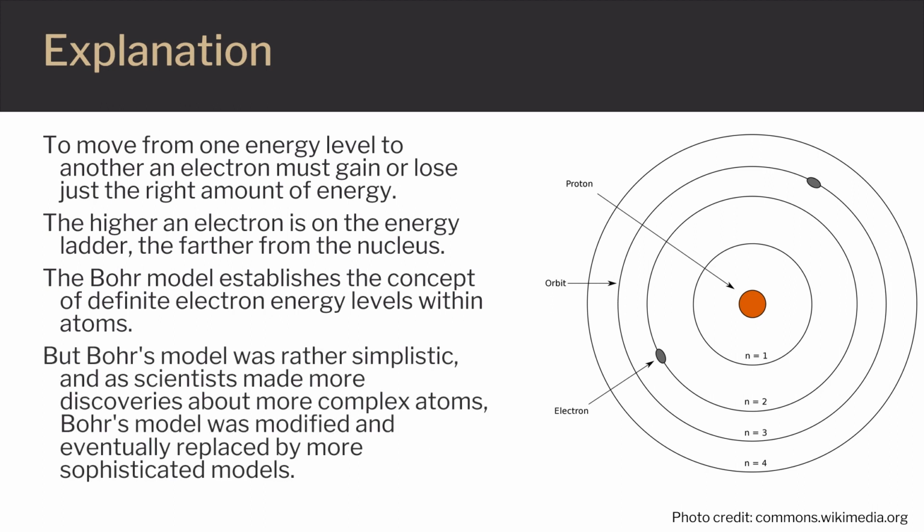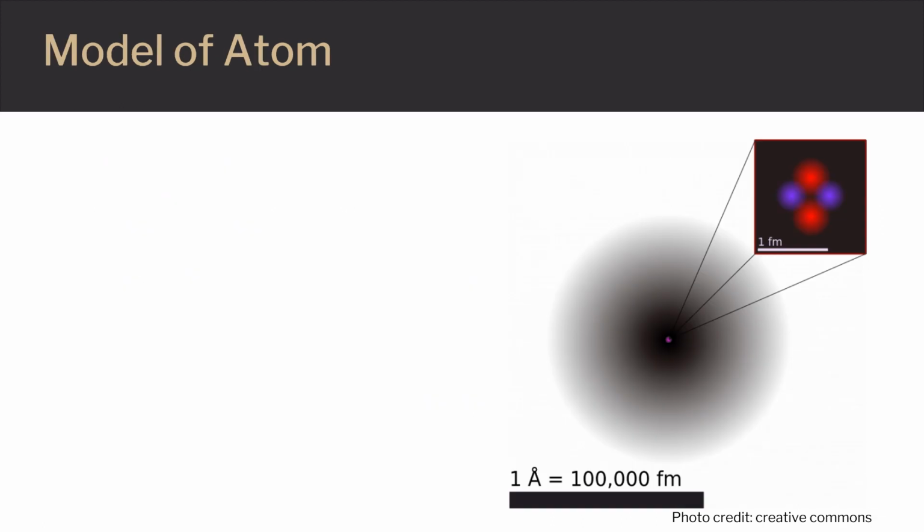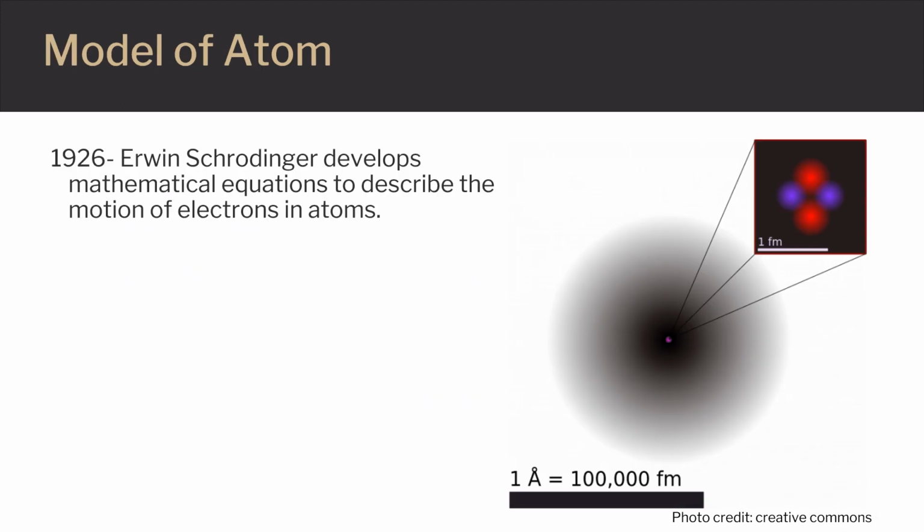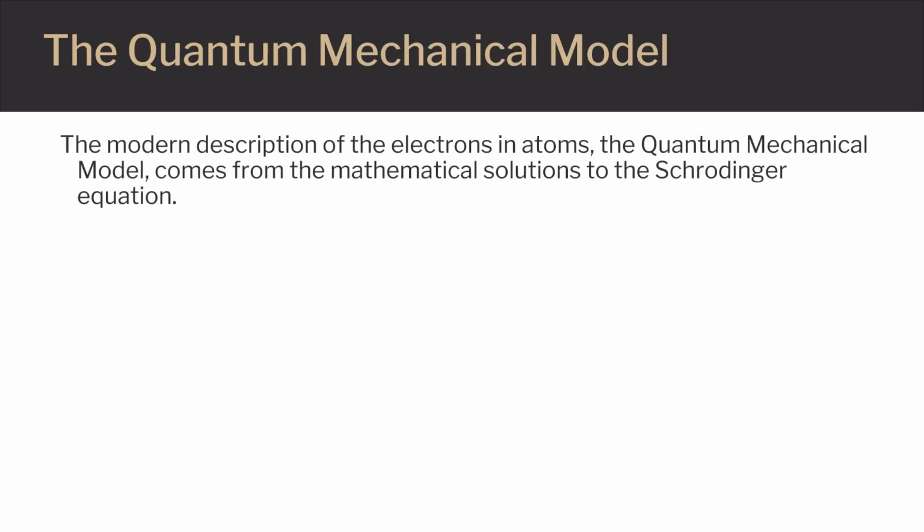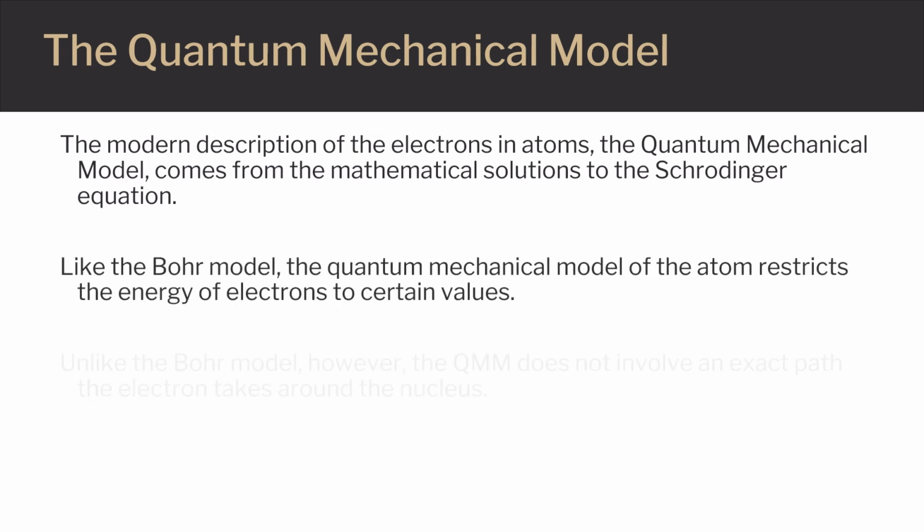But Bohr's model was rather simplistic, and as scientists made more discoveries about more complex atoms, Bohr's model was modified and eventually replaced by more sophisticated models. In 1926, Erwin Schrödinger developed mathematical equations to describe the motion of electrons in atoms. His work leads to the electron cloud model seen in the figure. The modern description of the electrons in atoms, the quantum mechanical model, comes from the mathematical solutions to the Schrödinger equation. Like the Bohr model, the quantum mechanical model of the atom restricts the energy of electrons to certain values.